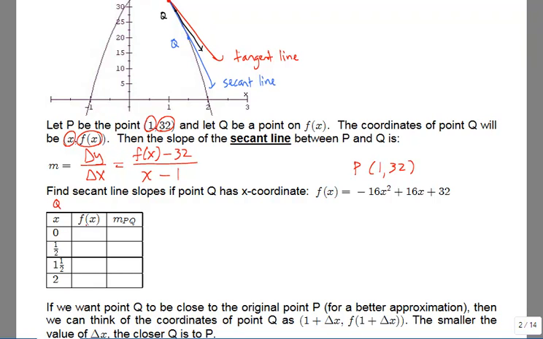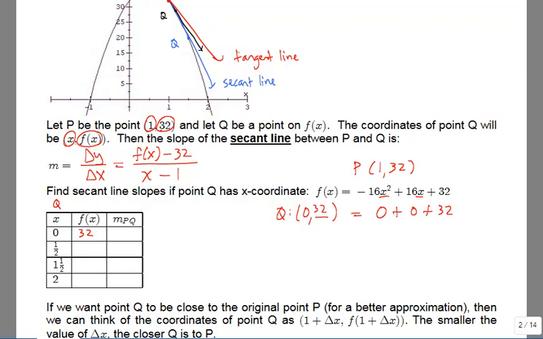What are the y values, or the function values, of this point Q? How do I find out what their y coordinates are? Well, that just requires using our function. So to find out what the coordinates of point Q are if x is 0, to find this y value, I'm just going to plug in 0 for each of these x's. So this would give me 0 plus 0 plus 32. So point Q would have to be (0, 32).